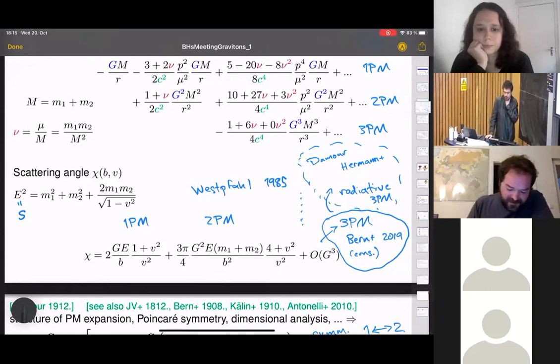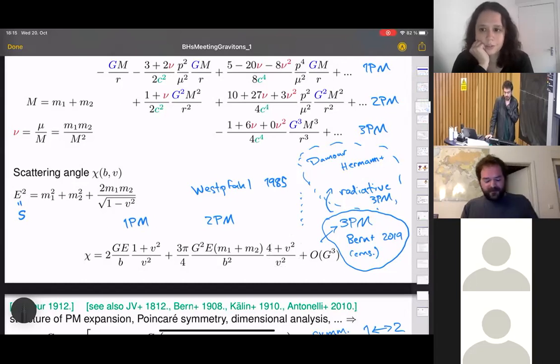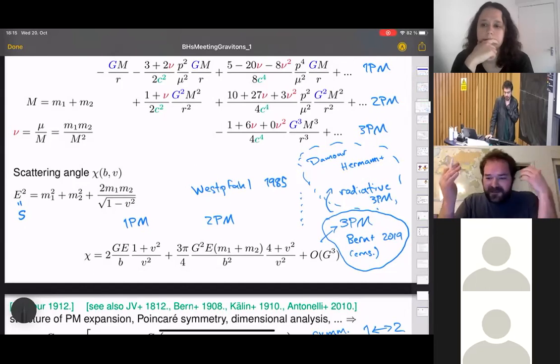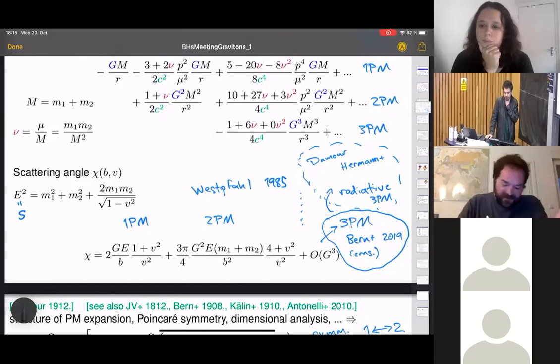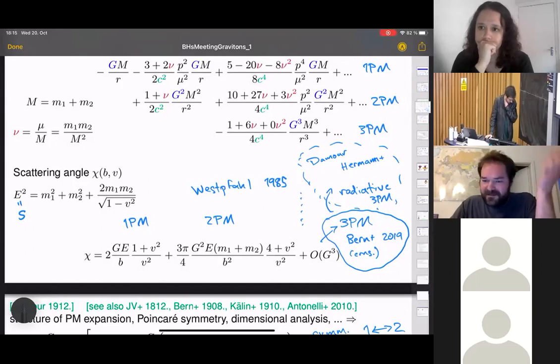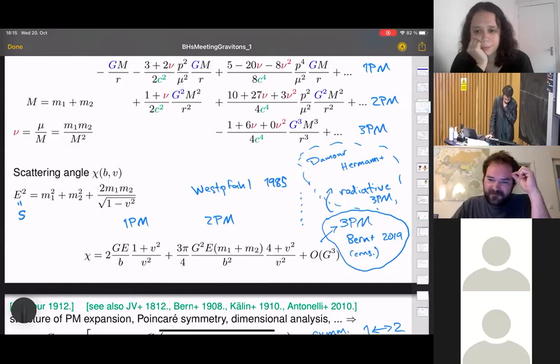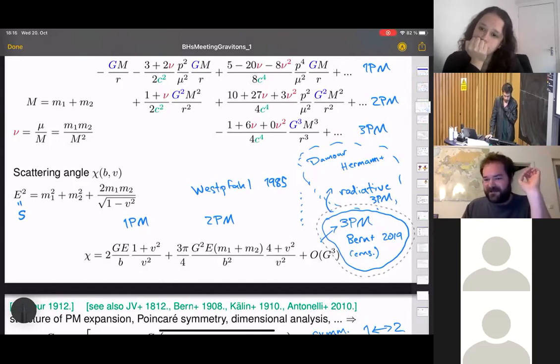You can see here that limit is finite at this level. And it becomes the same as the test body limit. So instead of describing time-like geodesics in Schwarzschild, it's describing null geodesics in Schwarzschild, or the orbits of a massless probe in Schwarzschild instead of a massive one. Interesting fact: the order G cubed part of this scattering angle function that these guys first derived was not finite in that limit.